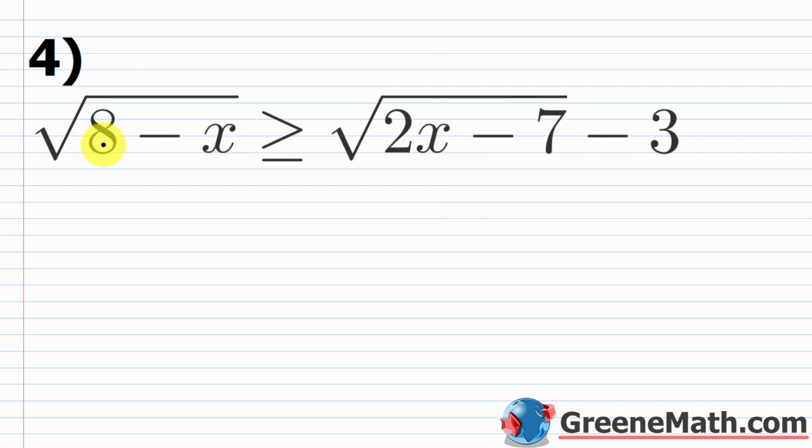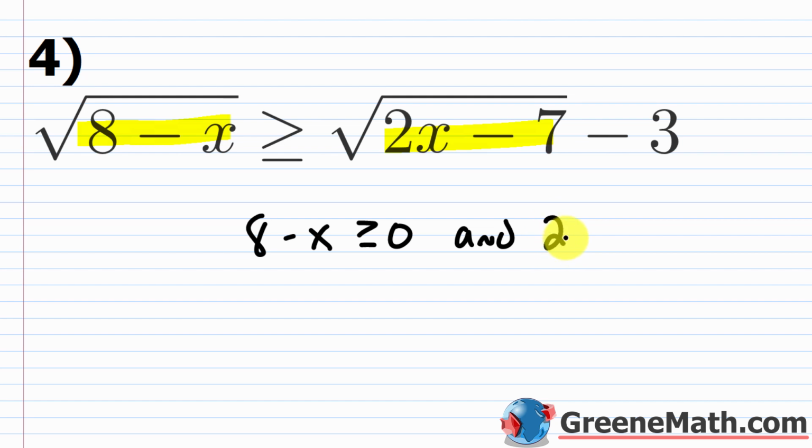All right, let's take a look at problem number 4 now. We have the square root of 8 minus x greater than or equal to the square root of 2x minus 7, then minus 3. All right, let's start with the domain. I'm going to take this radicand here, which is 8 minus x, and we'll say that this is greater than or equal to 0. Then I'm going to say and. I'm going to take my other radicand, which is 2x minus 7, and again, we'll say that guy needs to be greater than or equal to 0 as well.